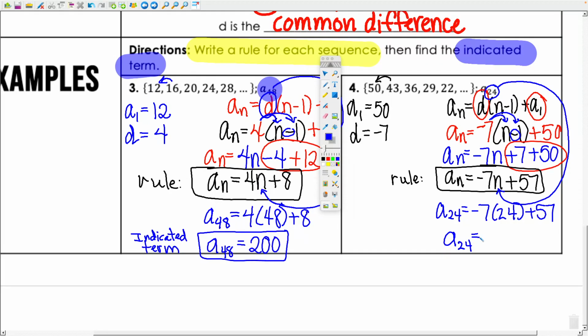What did y'all get? Need more time? Negative 111. That's right. Good job. Negative 111 is my indicated term.